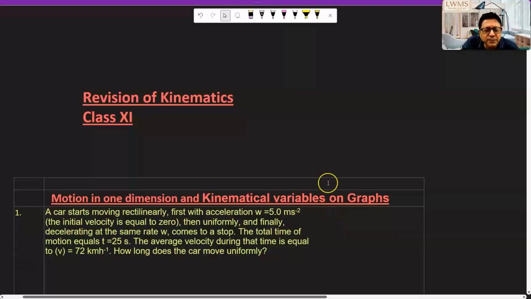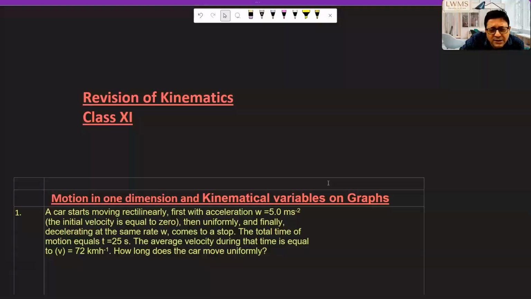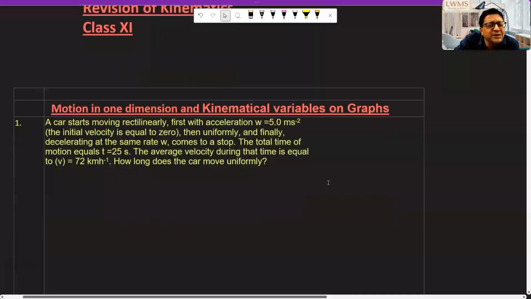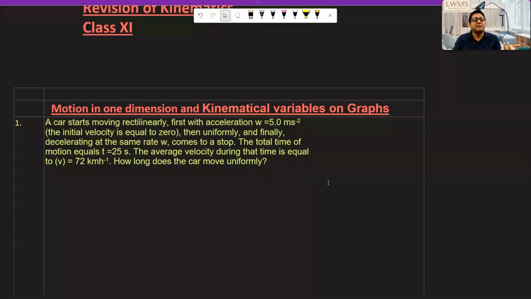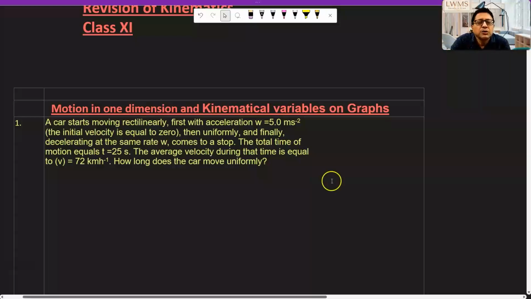There are some standard problems from kinematics, motion in 1 dimension. 2 dimension we have not started yet. See what kind of sums are there. Some problems are calculus based also, that I will be discussing. So this is not calculus or graph based, I think.